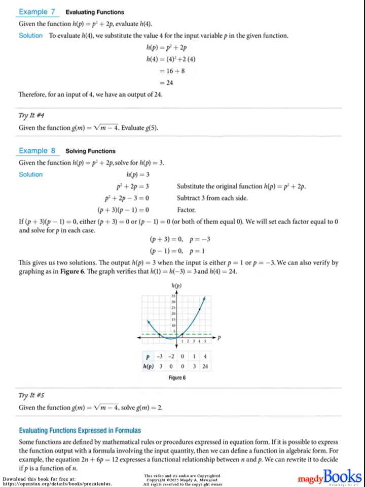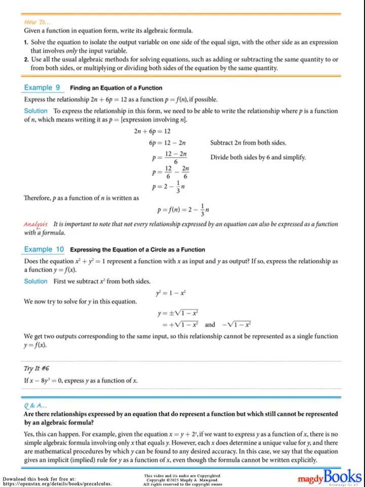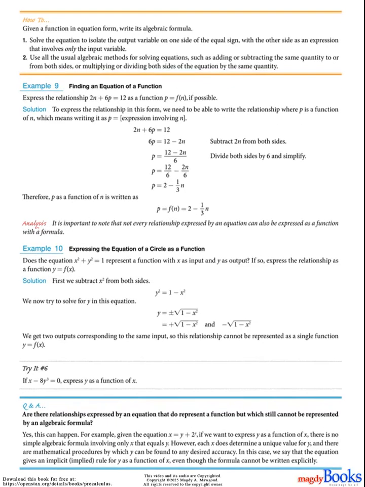For example, the equation 2n + 6p = 12 expresses a functional relationship between n and p. We can rewrite it to decide if p is a function of n. How to: given a function in equation form, write its algebraic formula.